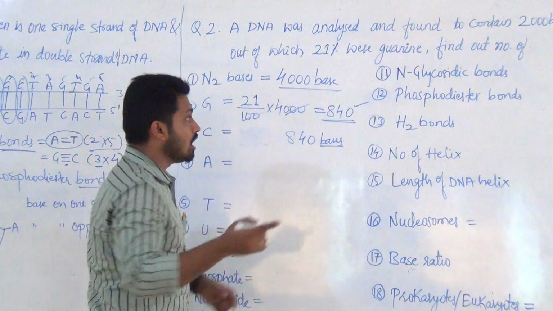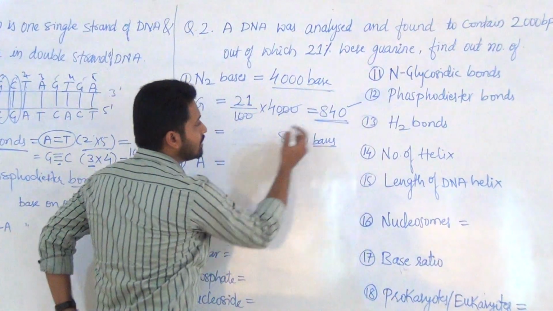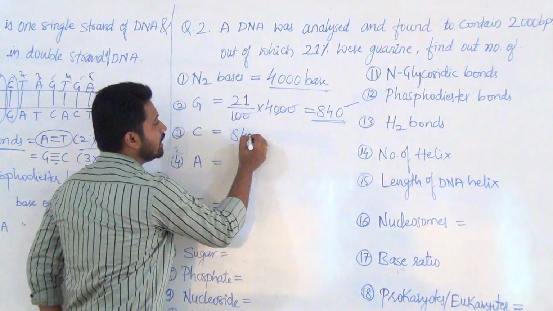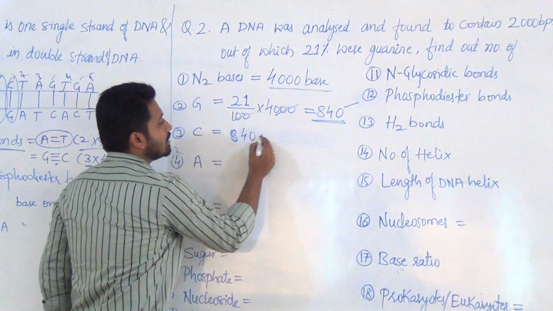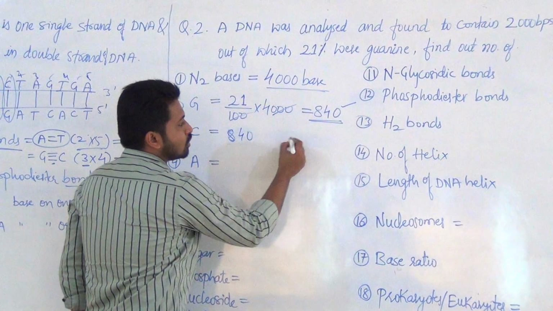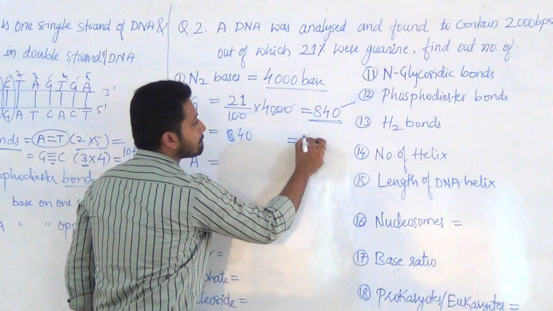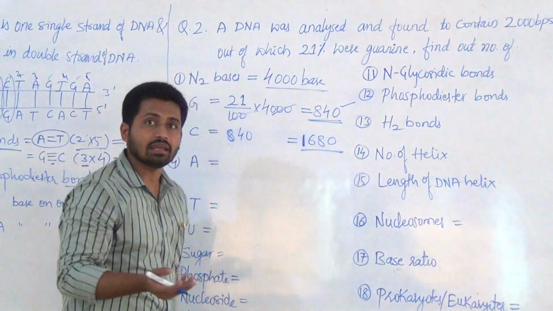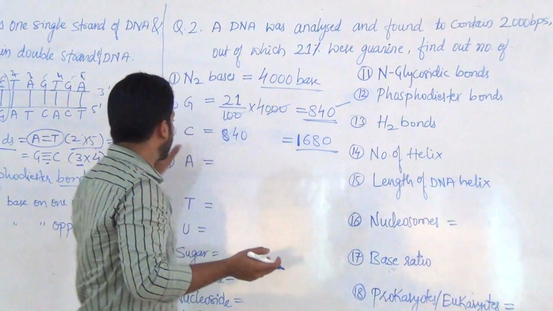Now guanine plus cytosine, 21 plus 21, is 42%. It forms 42% of total DNA. So how much does it become? I will write here 840. This 840 plus 840 will give 1680. That is the total of guanine and cytosine.